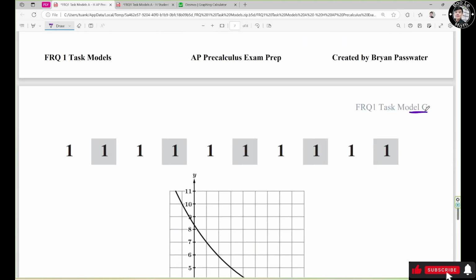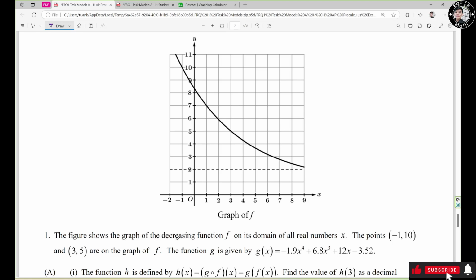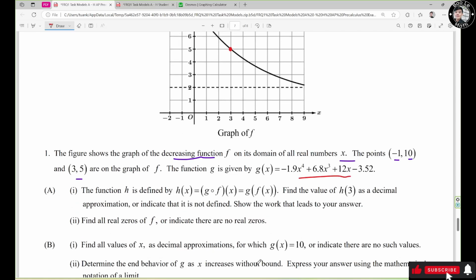Question G. The figure shows the graph of the decreasing function f on its domain of all real numbers s. The points (-1, 10) and (3, 5) are on the graph of f. So the points right here and right here. Now, the function g is given by g of s equals this one. Question a i. The function h is defined by g of f of s. We need to calculate h of 3.